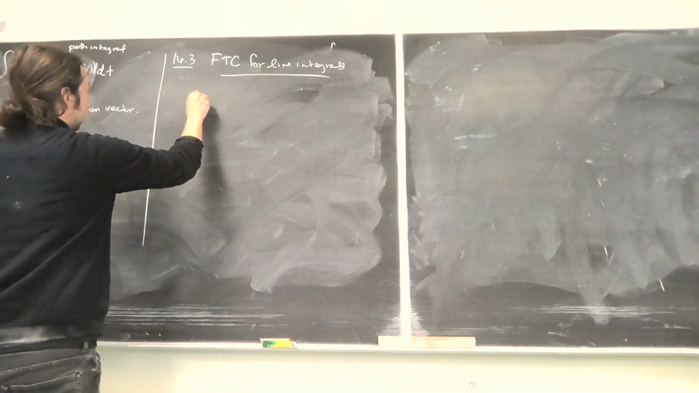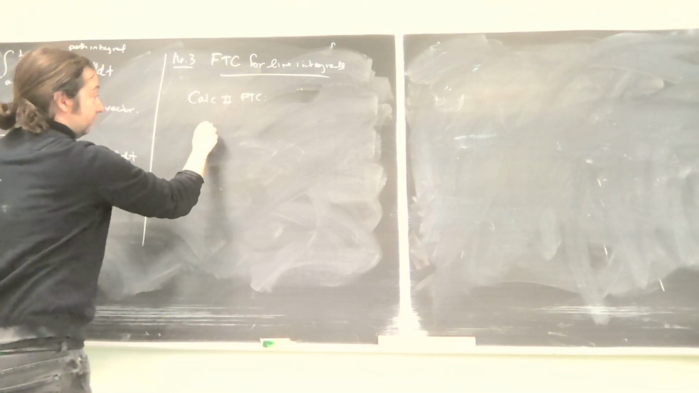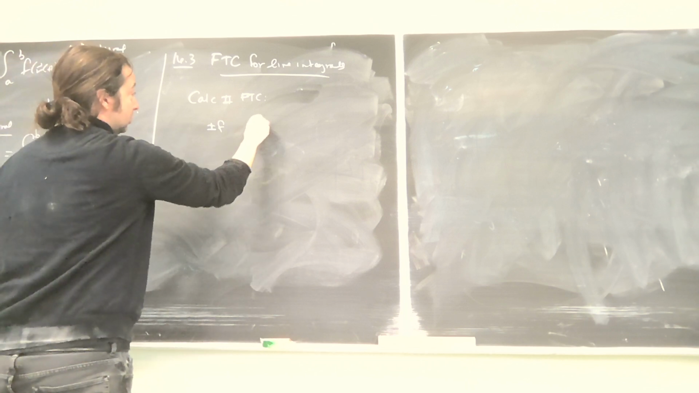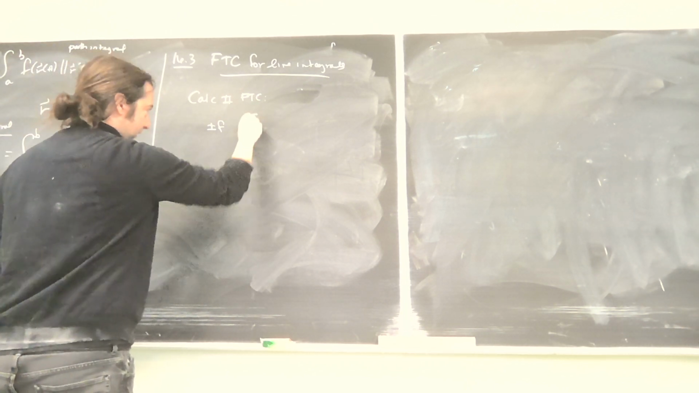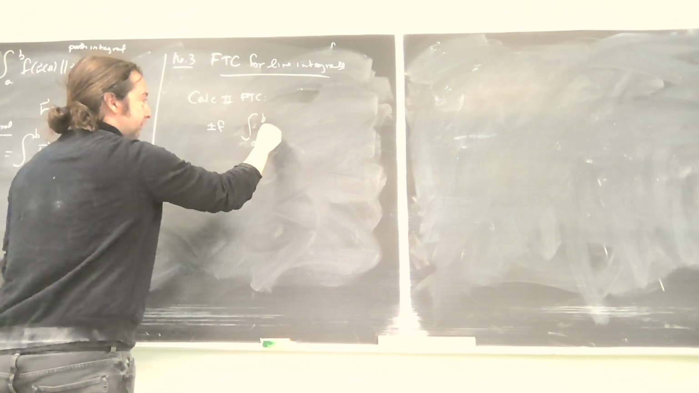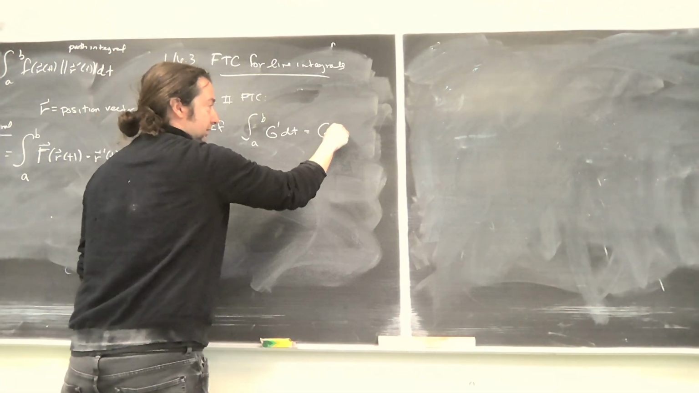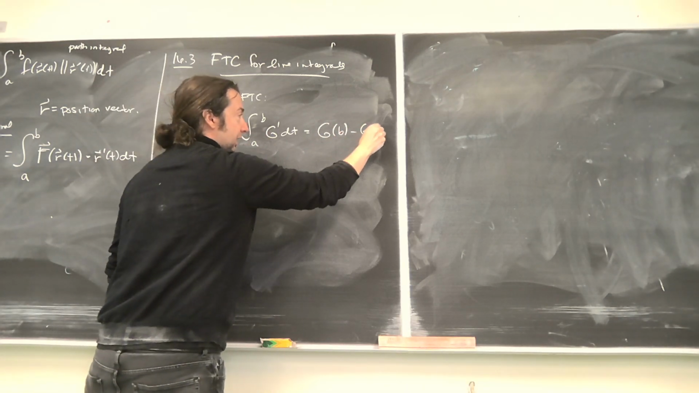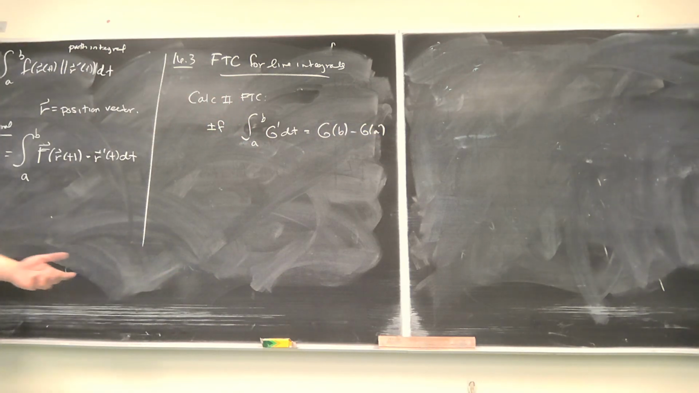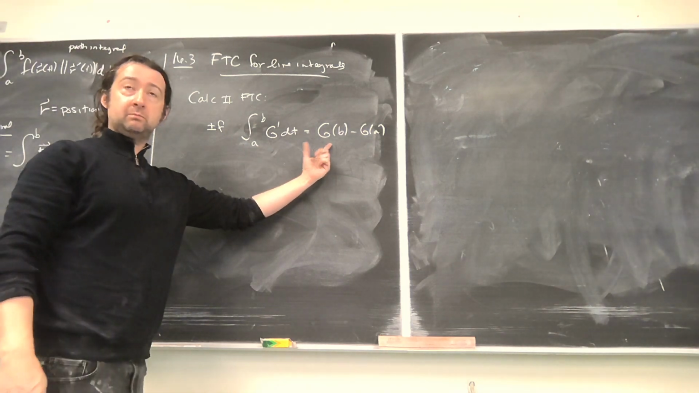So the Calc 2 FTC says that if you take the integral from a to b of the derivative of a function g prime dt, you can undo that. So take the antiderivative of g and then plug in the endpoints of the interval and subtract, right? So the fundamental theorem of calculus is a tool for evaluating definite integrals by way of antiderivatives.